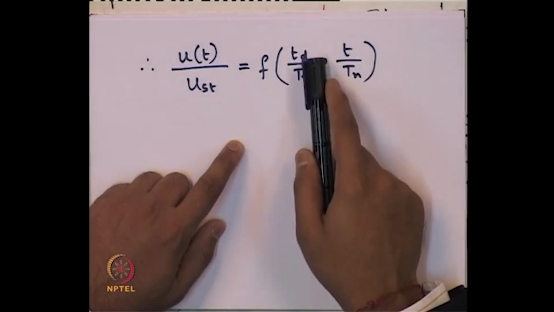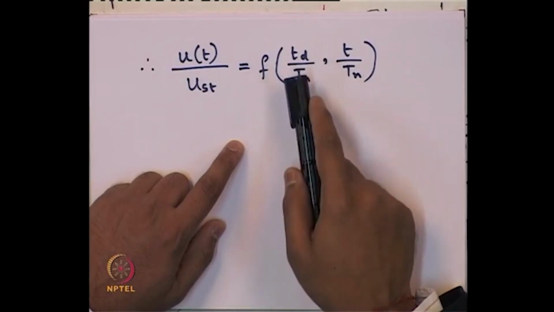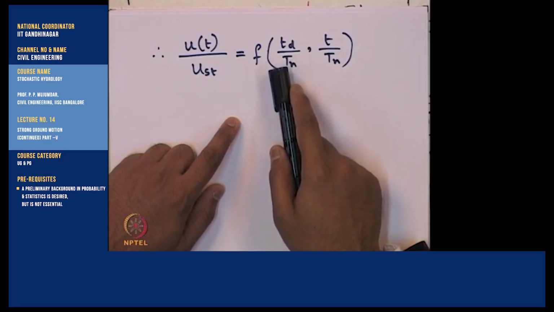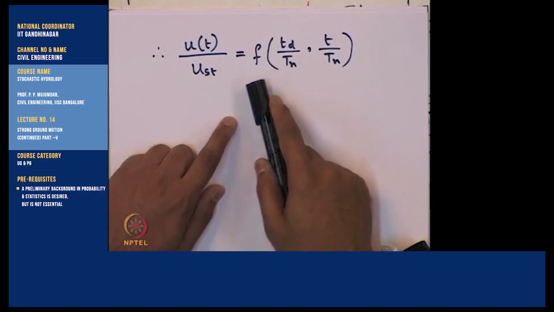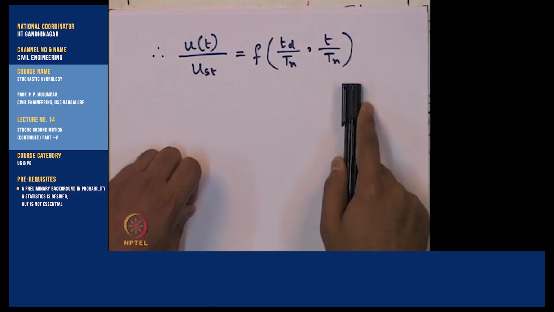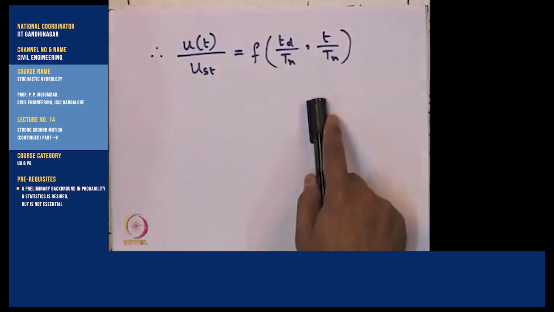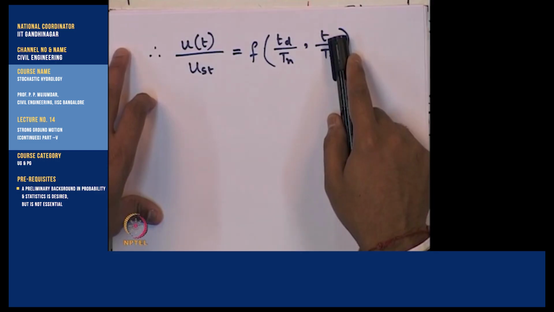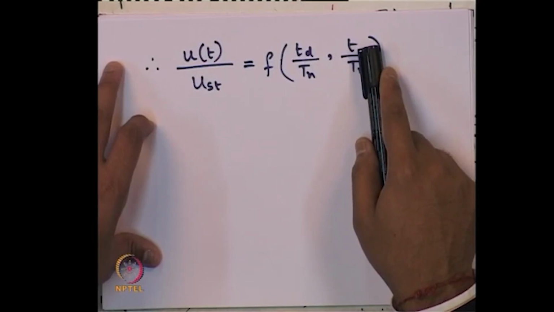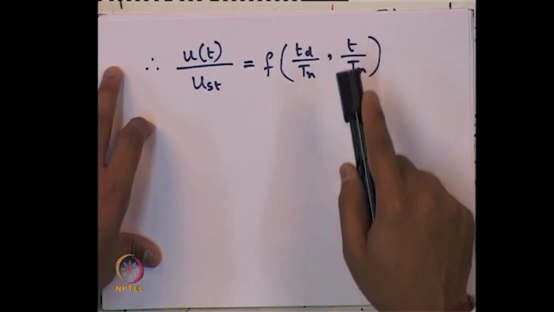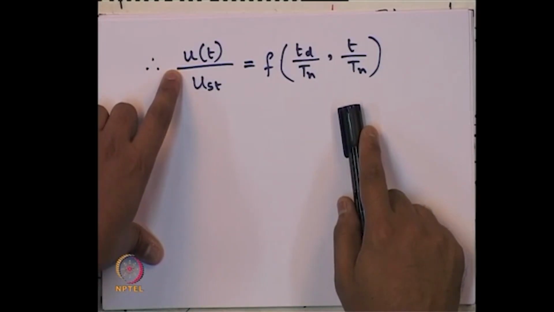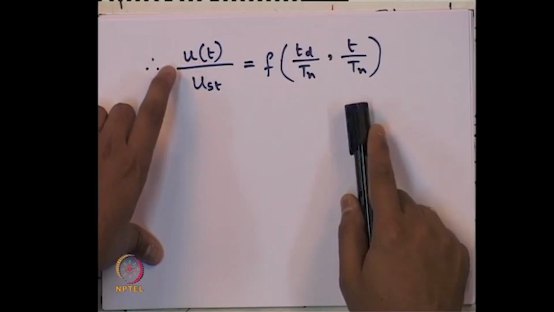Suppose the earthquake duration was, say, 20 seconds, and I am interested in what the damage on my structure is after 1 hour of the earthquake. Then this function tells us clearly that in the solution you have to put Td as 20 seconds, but T has to be 1 hour, that is 3600 seconds. Clear?